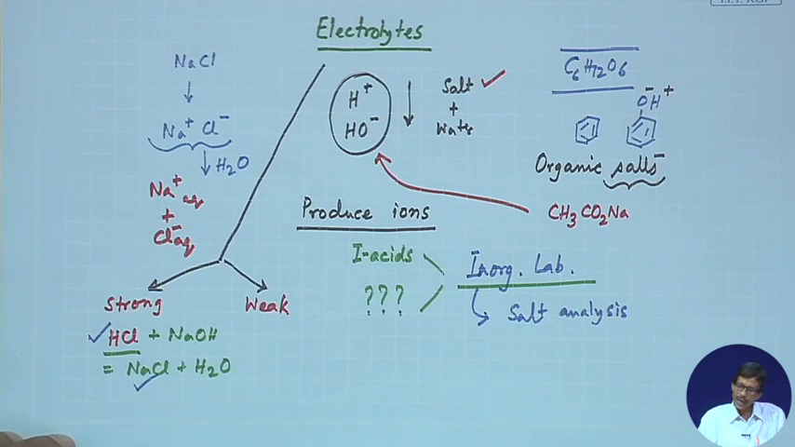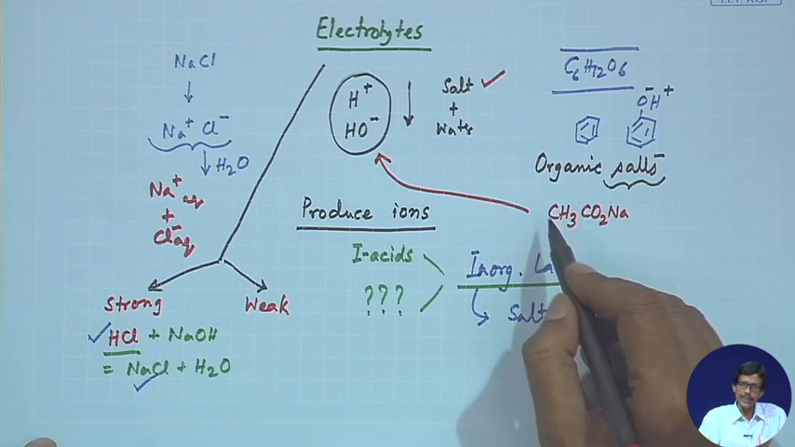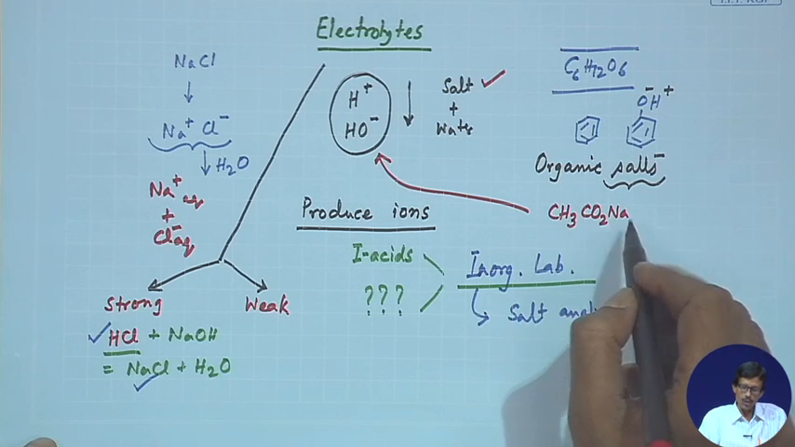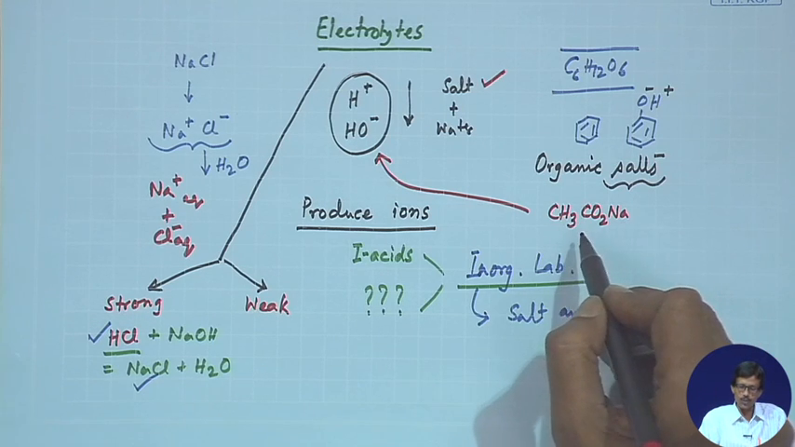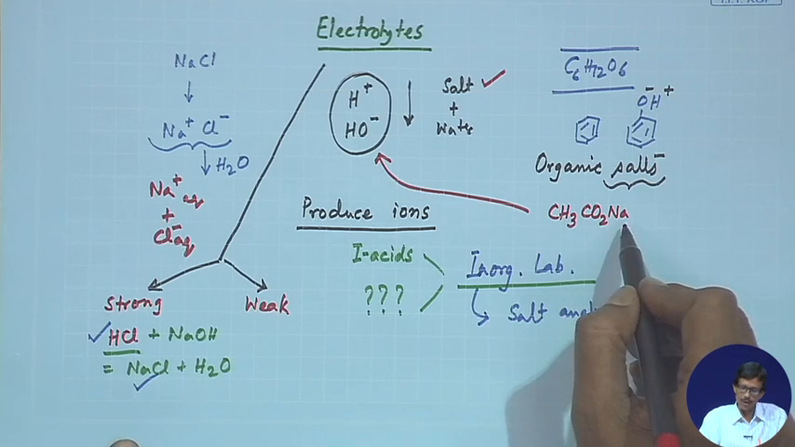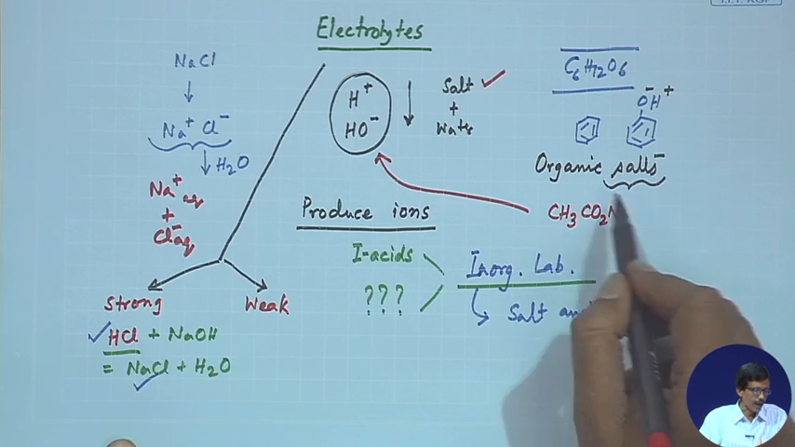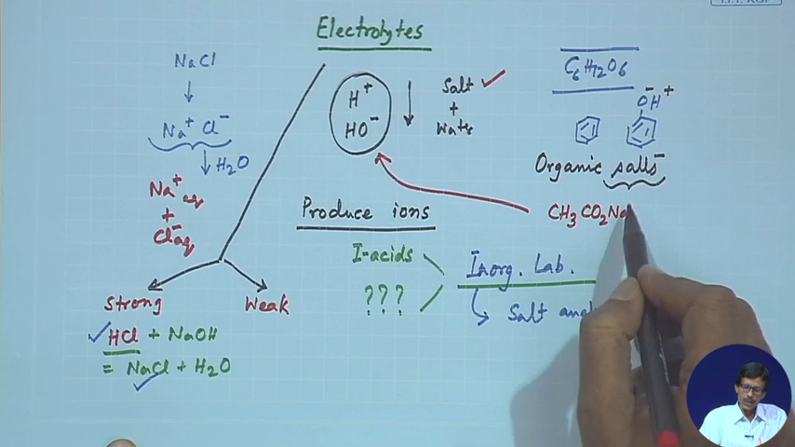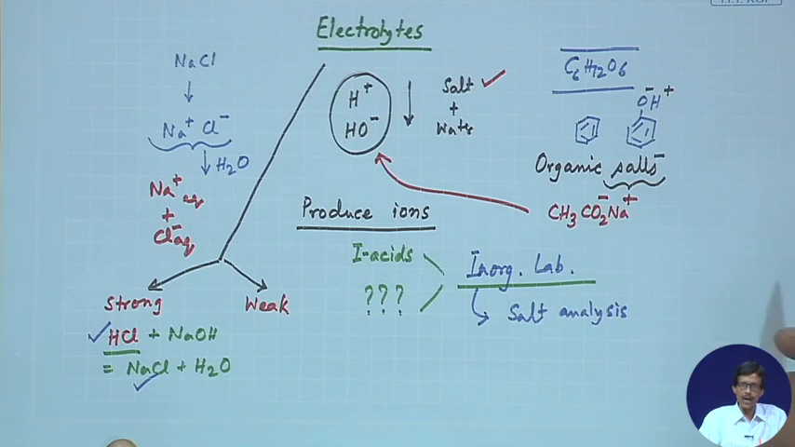So, we can have a very good qualitative test to identify these as sodium. In the medium, if this is a salt of a weak acid and a strong base, as we know it forms from acetic acid and sodium hydroxide, that particular salt is also very nicely dissociated in water, giving rise to Na plus and acetate ions.